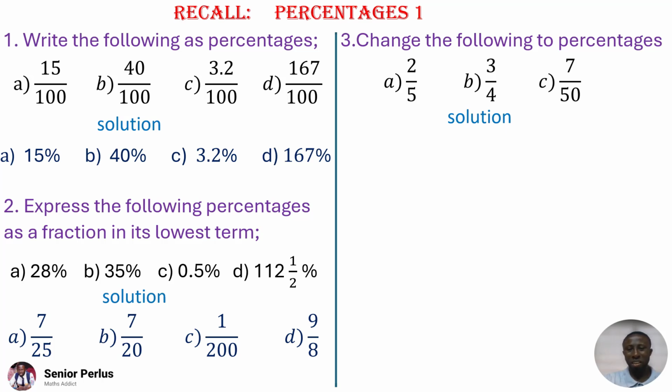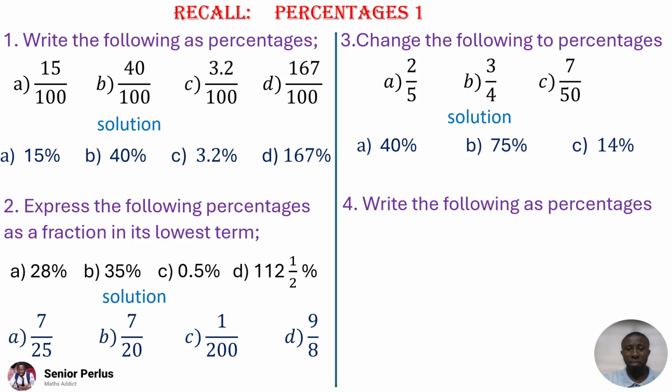So if I want to change a fraction to a percentage, just multiply it by 100. So 2 on 5 times 100, you have 40%. Good. Okay, this one too: 3 on 4, you have 75%.